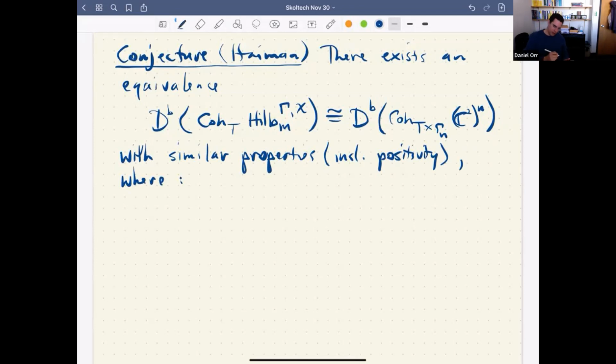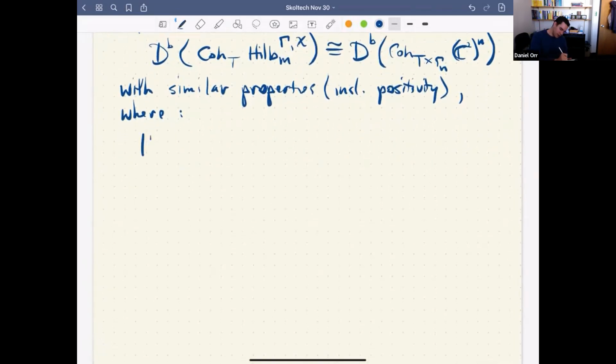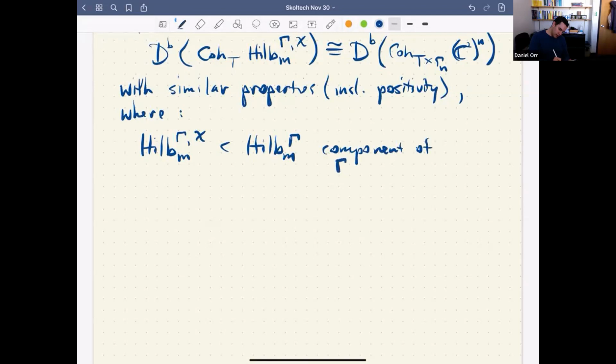So what's this chi thing? So Hilb M gamma chi. This is in Hilb M, and this is a component of the gamma fixed locus. And how are M and N related?